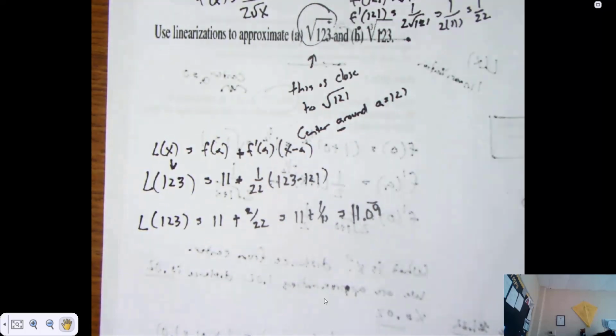So there was one of them. Let's do another one. The other one is the cubed root of 123. The very first thing you have to do is decide what you want A to be. What is something close to 123 that you can take the cubic root of? It's 5.